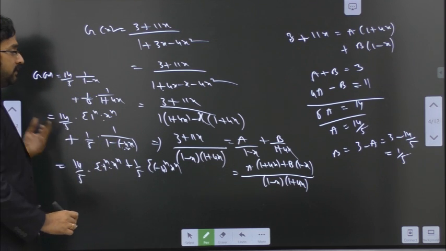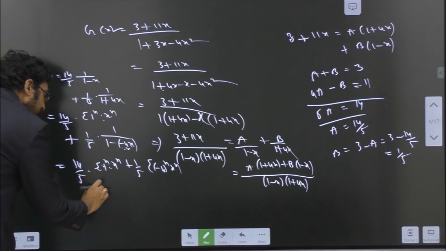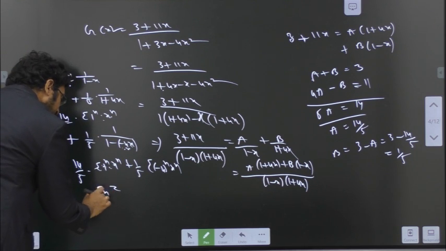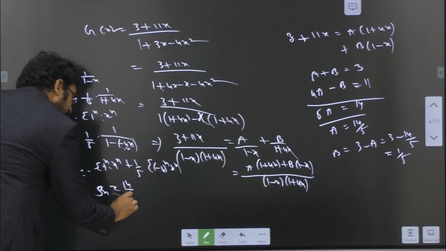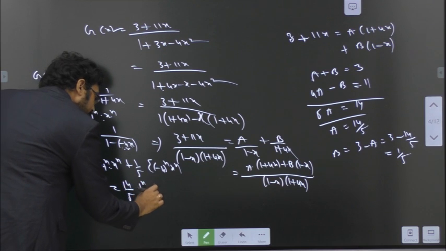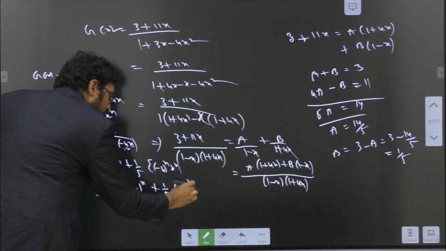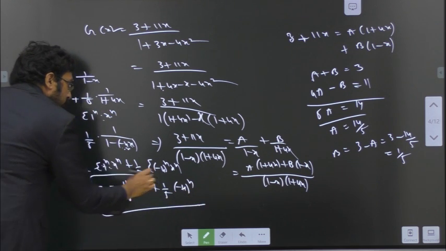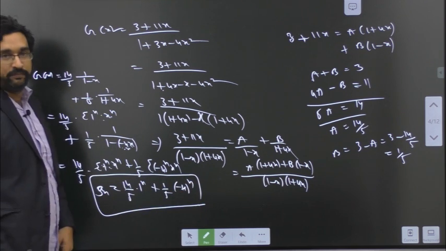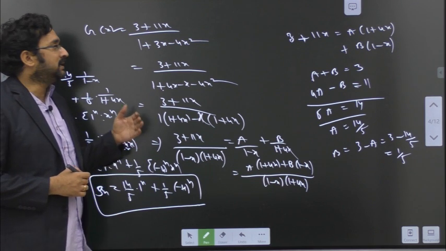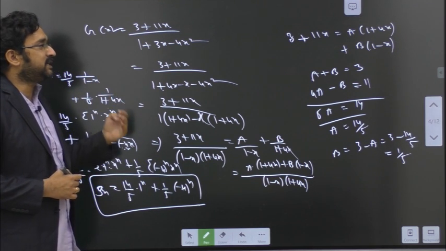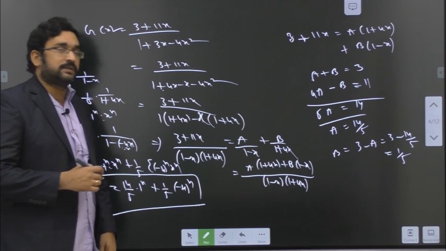So comparing coefficients on both sides, we will get a n equal 14 by 5 into 1 power n plus 1 by 5 into minus 4 whole power n. So that is the solution for the given problem. So this is how to solve linear recurrence relations using generating functions.